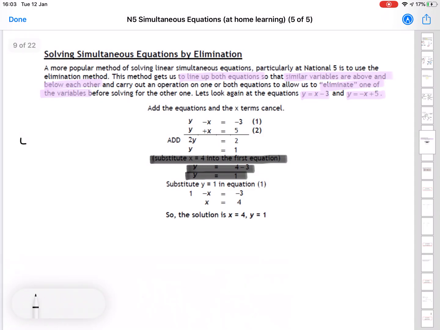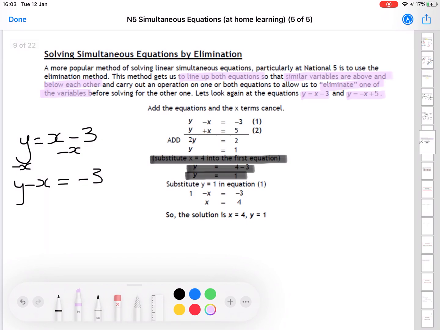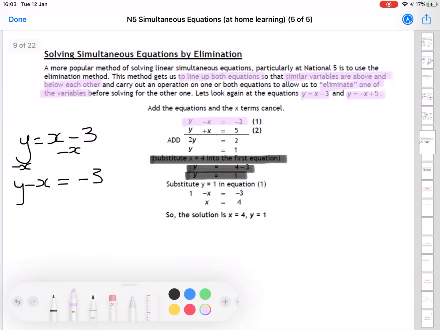So we have y equals x minus 3. I need that to say the x and the y terms, equals, and then whatever's left. So the x term is the one that's in the wrong place, so I'm going to go ahead and move that. I'm going to do minus x from both sides. So on the left, I'm going to have y minus x, and on the right, I'm going to have minus 3. Now you can see from that that is that first equation there, y minus x equals minus 3.